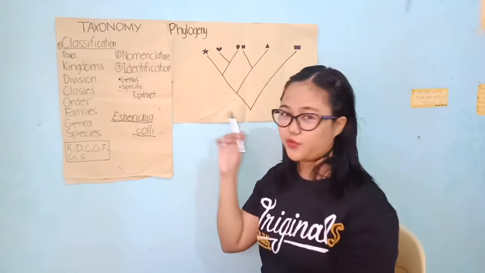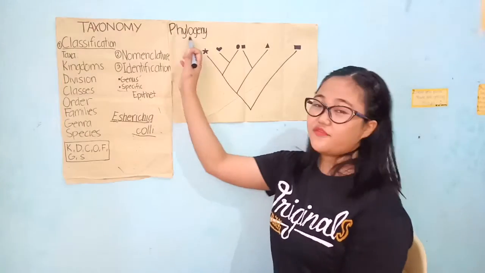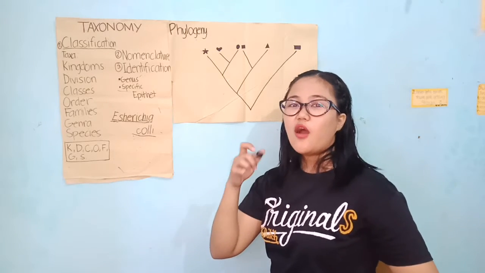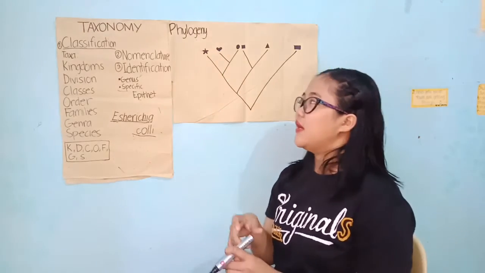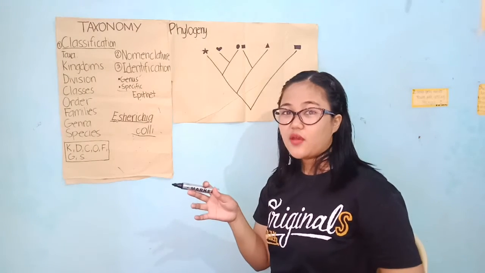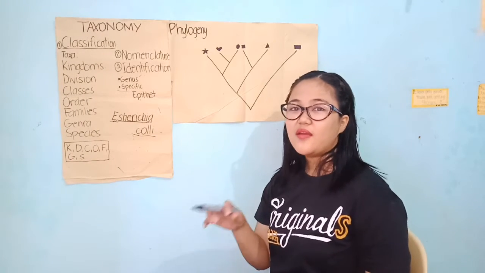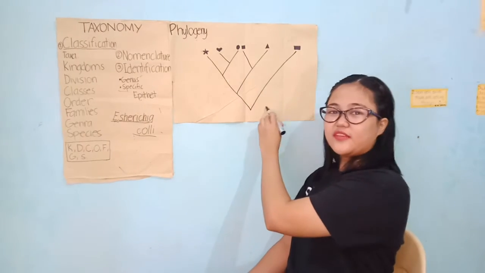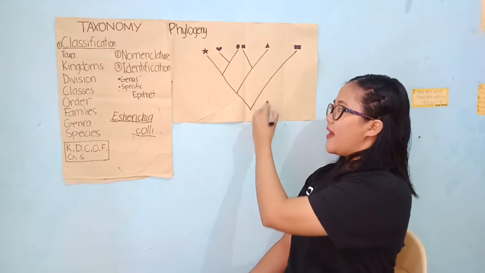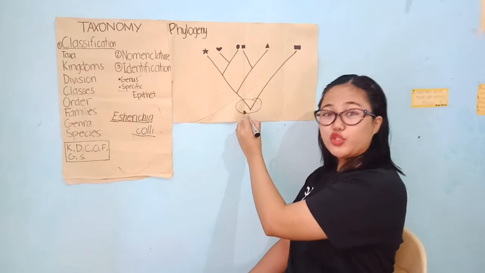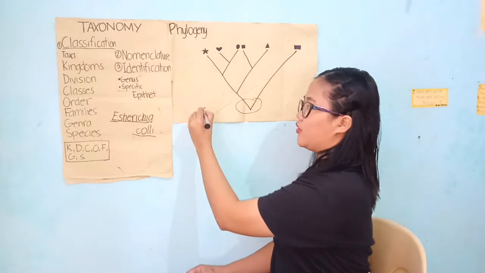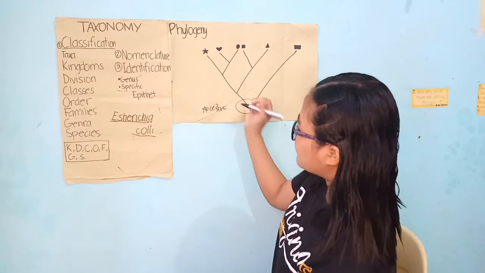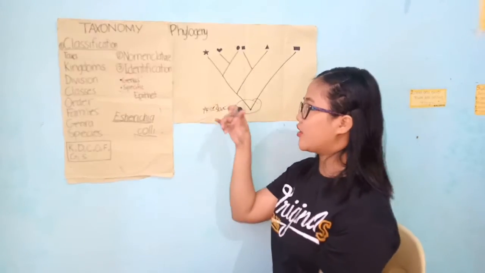And for example, let's proceed to this chart. First is phylogeny. So what is phylogeny? Phylogeny is the evolution of the species, or how related the species or organisms are. First, in this chart, as you could see, this one is the root, or what is called the ancestor. This root is your ancestor.